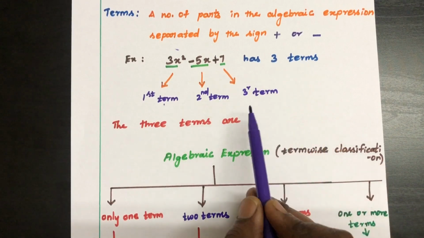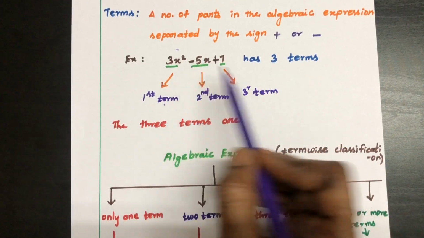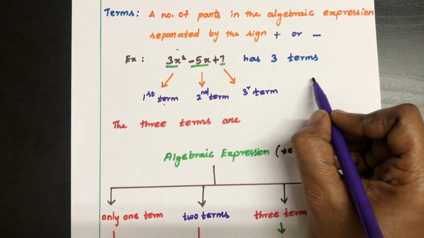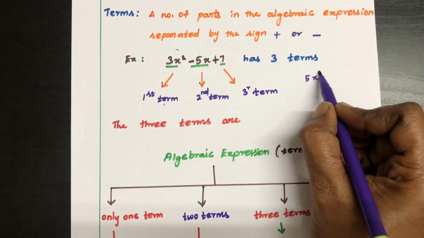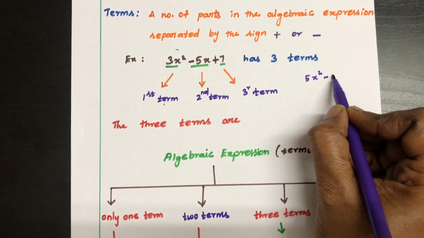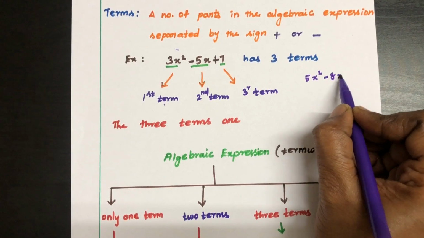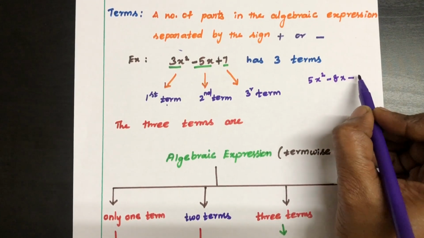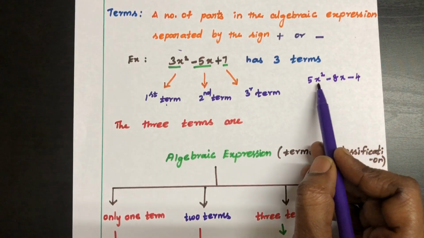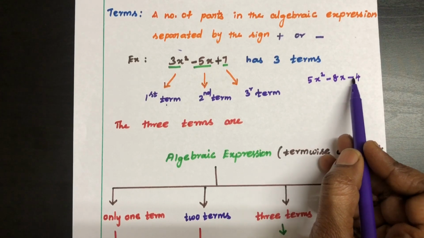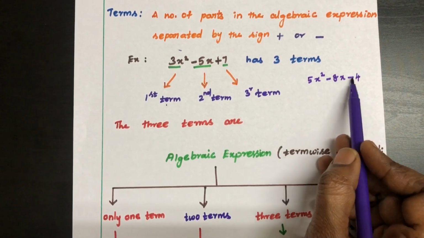Okay, it must be separated by plus or minus. See, we can do our terms like this. For example, 5x square minus 8x minus 4. See here, in this expression, it is separated by only using negative symbol, negative operator.